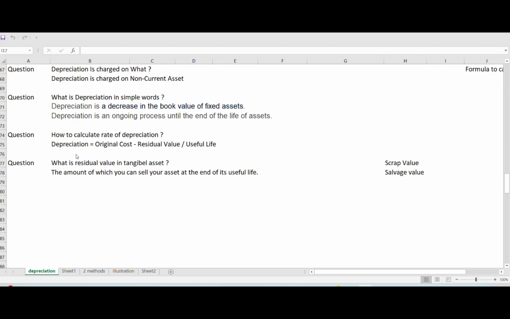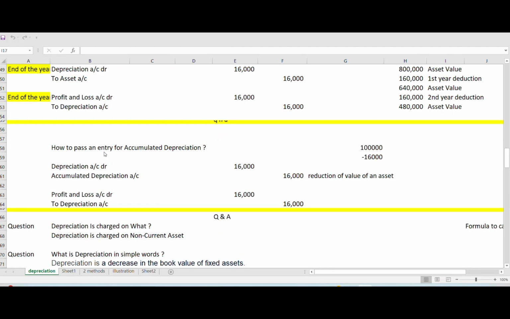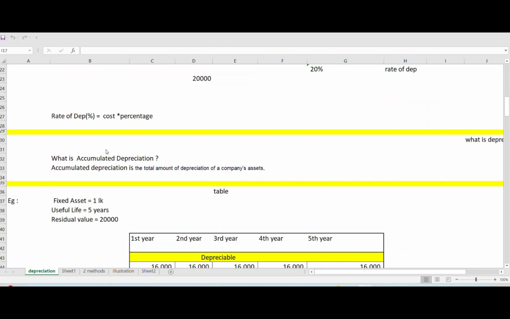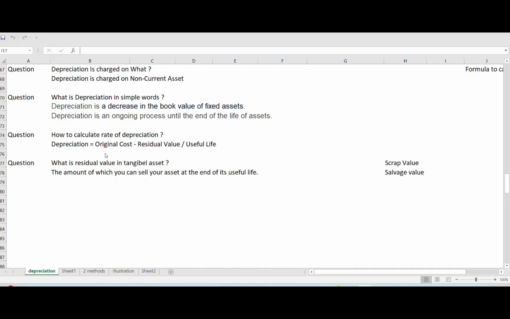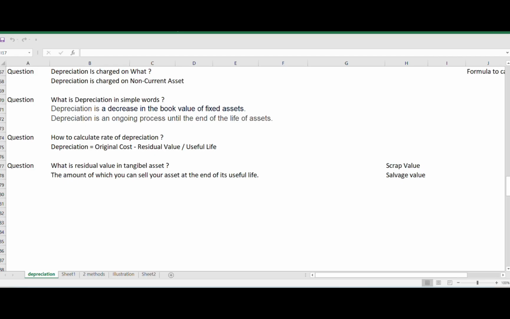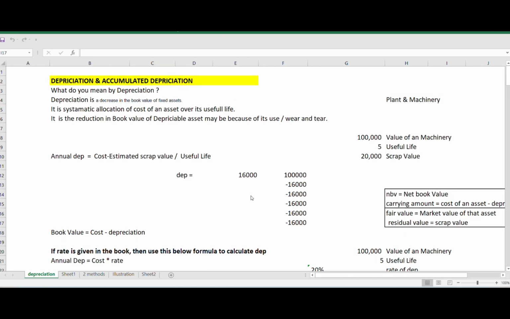Third question, how to calculate rate of depreciation? We have already seen, when I was explaining, depreciation is equal to cost minus residual value divided by useful life. Question number 4, what is residual value in a tangible asset? The amount at which you can sell your asset at the end of its useful life. That is called residual value, or you can call it salvage value or scrap value.